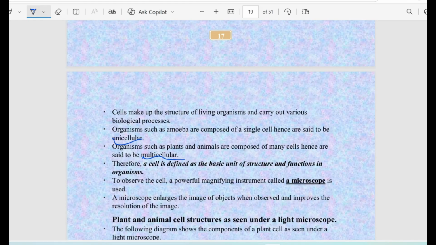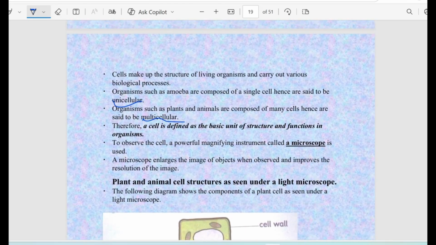To observe the cell, a powerful magnifying instrument called a microscope is used. A microscope enlarges the image of objects when observed and improves the resolution of the image. Remember, last time when we learned grade 7 work, I did a video explaining about the microscope. In that video, we learned what a microscope is, what its function is, and some of the parts of the light microscope and their functions.